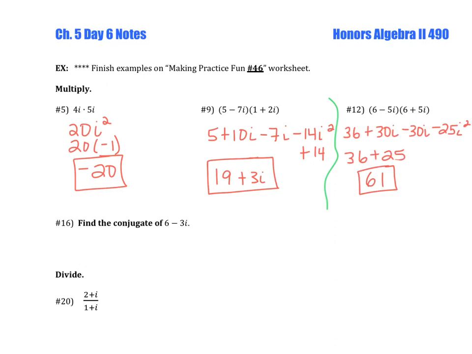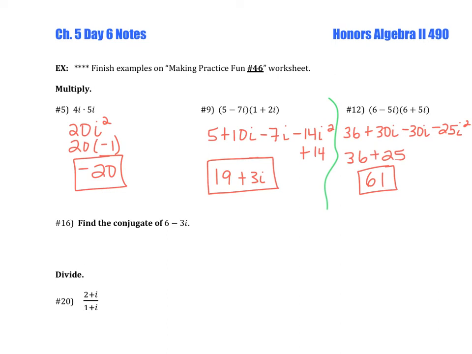When you multiply the first terms, 6 times 6, you'll get 36. The outside terms, you'll get 30i. The inside terms, negative 30i. And the last terms, negative 25i squared. Now we need to simplify. So 30i minus 30i obviously is 0. Negative 25 times a negative 1, which is what i squared is, is a positive 25. 36 plus 25 gives us 61.